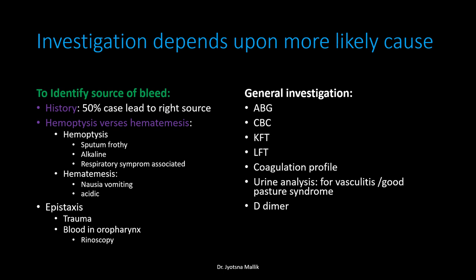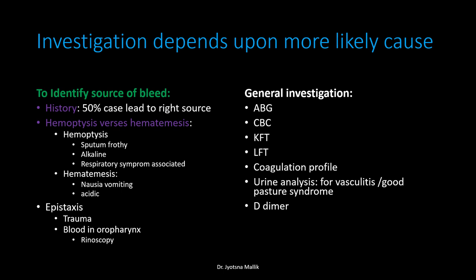If there is hemoptysis, the patient's sputum will be frothy. If we do the pH test, it will be alkaline in nature, whereas in gastric hematemesis, the blood will be acidic in nature because of the gastric acid. If there is hematemesis, there will be gastric symptoms. If there is hemoptysis, there will be respiratory symptoms. If there is epistaxis, there will generally be some history of trauma, or there will be blood in the oropharynx, and rhinoscopy will differentiate these two.